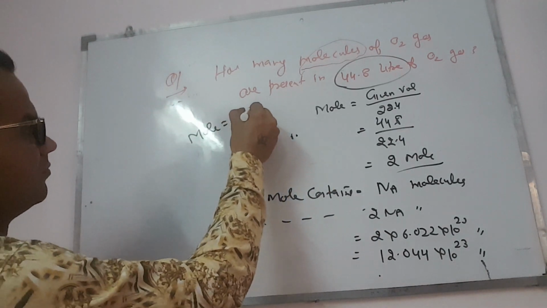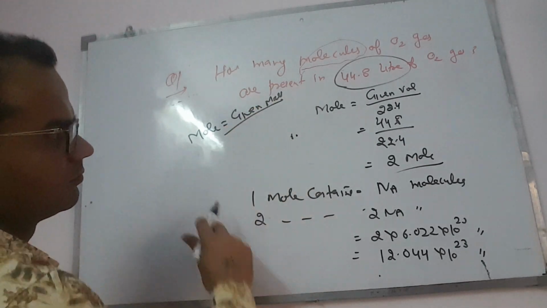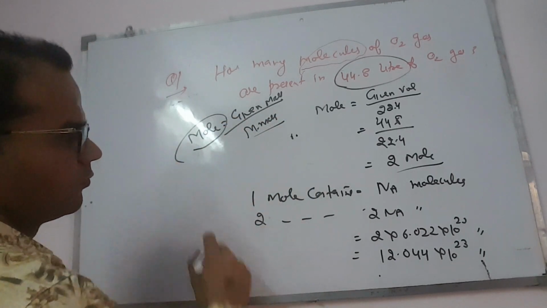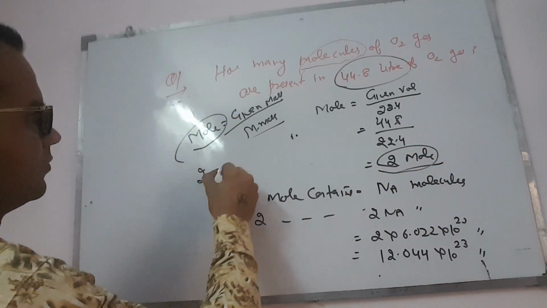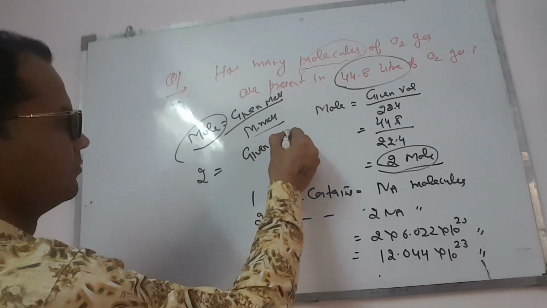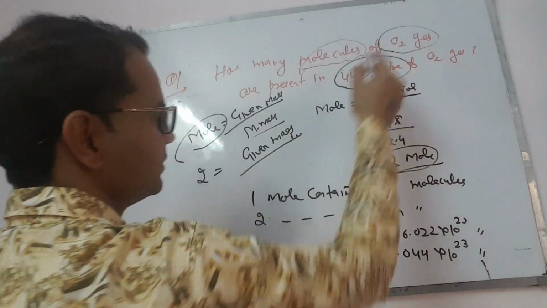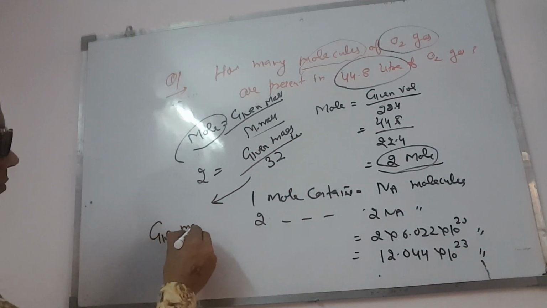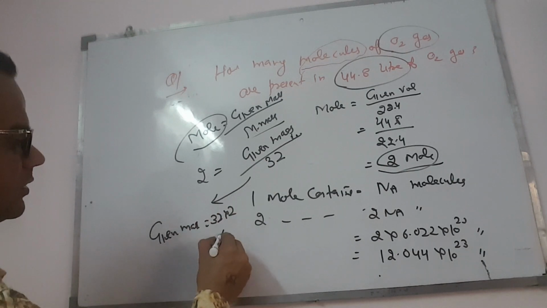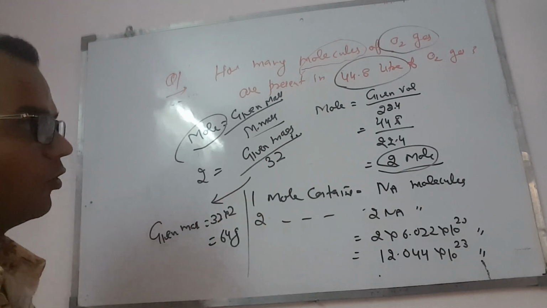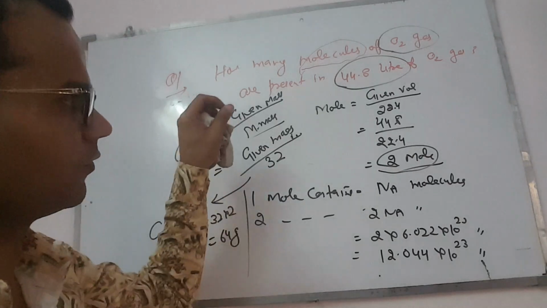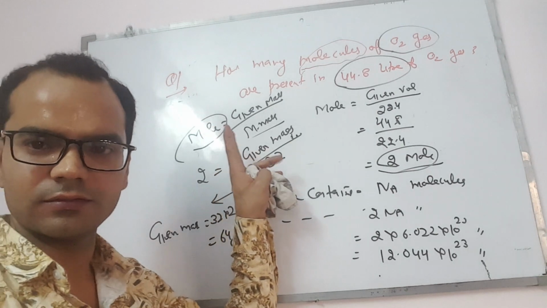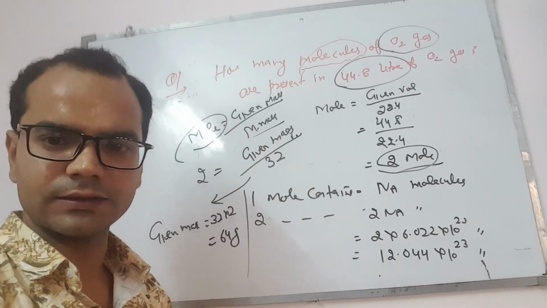Mole equal to given mass by molecular mass. Number of moles is 2. Given mass we have to find out. Molar mass of oxygen gas is 32. So given mass will be 32 into 2, 64 gram. So all the 3 ways are connected. If you are provided one piece of information, then we can find out the other 2. Clear? Let's do some more numericals.